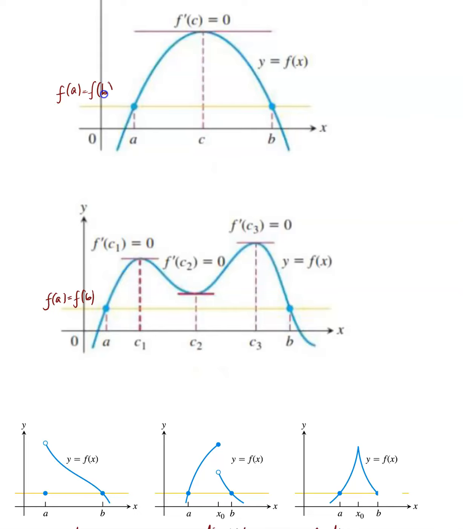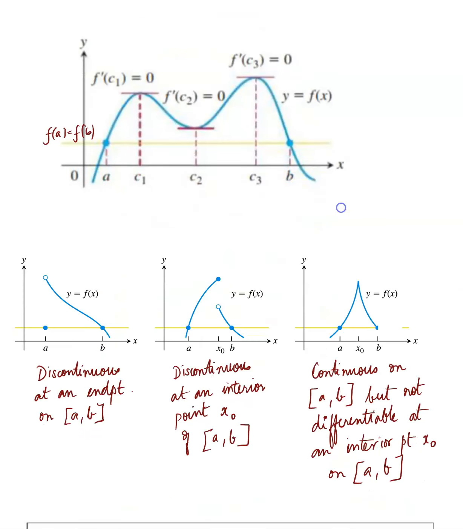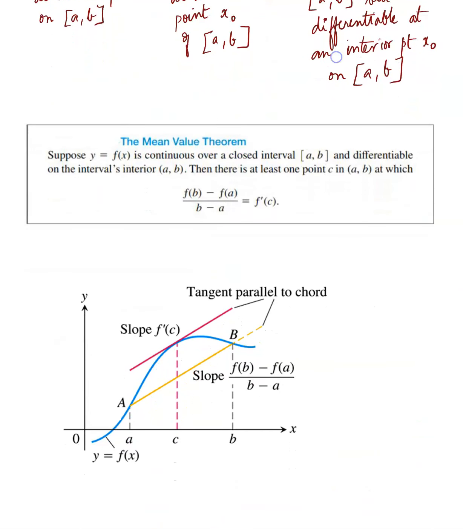Now if you took this idea as a slanted version, then you won't have f of A equals f of B, right? Because when it's off, it's not a horizontal line, it will be a slanted line. Therefore, they will have different f of A and f of B values. So the mean value theorem says, suppose y equals f of x is continuous over a closed interval AB and differentiable on the interval's interior, then there is at least one point C at which the slope of the secant line is the same as the derivative at that point. That's basically what they're saying.